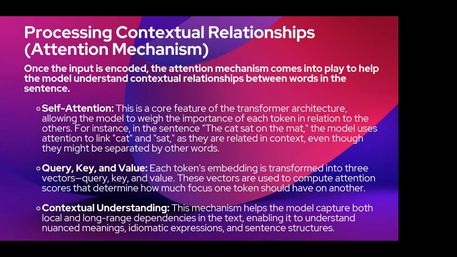contextual understanding, which helps a model to capture both local and long-range dependencies in the text, enabling it to understand nuanced meanings, idiomatic expressions, and sentence structures. This step was earlier an additional part, but nowadays it is also a core part of the attention mechanism. So if we give an idiom or a sentence which has deep context, the LLM has to further break down the sentence and understand each part. So that is what happens here.